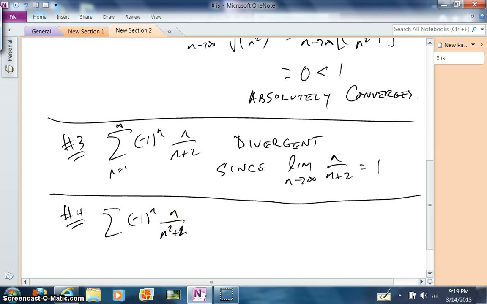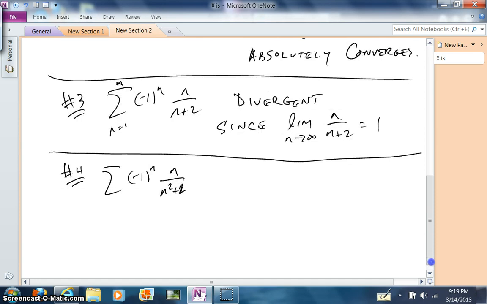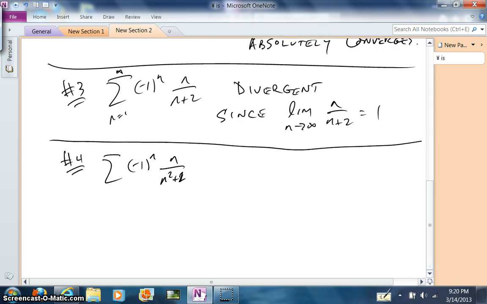Number 4, this is an alternating series. I see a couple of things immediately. I see that I could integrate this. I see that this is very similar to 1 over n, and I see that it's an alternating series. So I have a couple of choices here. Let's use the alternating series test, because that just requires that I show that it's decreasing and the limit is 0. And then we'll check to see if it's absolutely convergent or not. It doesn't say to do that in the directions, but we'll do it anyway as an exercise.